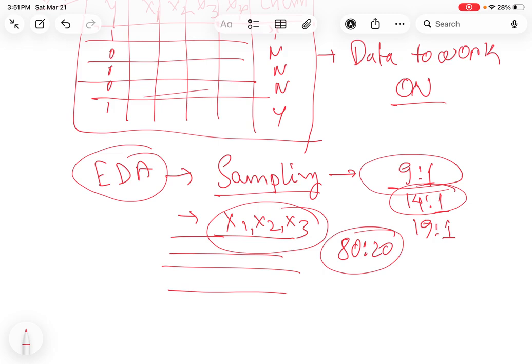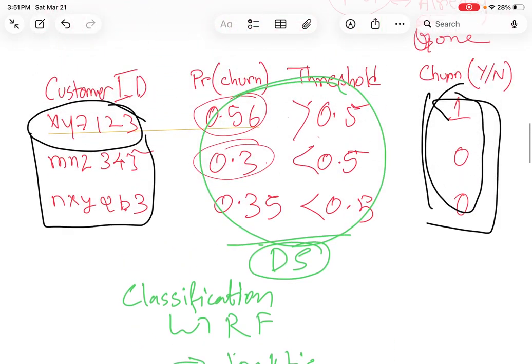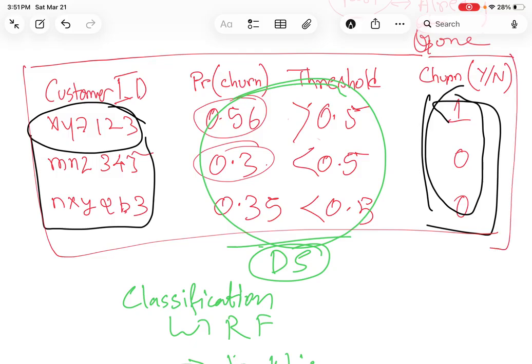So now when you do the sampling from these data sets, you have a y, you have x1, x2, x3, and then again after sampling you have to split into training and testing, train and test, right? And then you'll build the model. And when you build the model, if I'm not wrong, you will be looking at a table similar to this. Okay, this will be your output table.